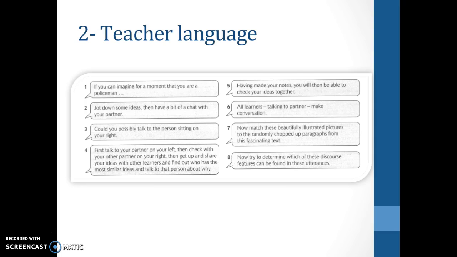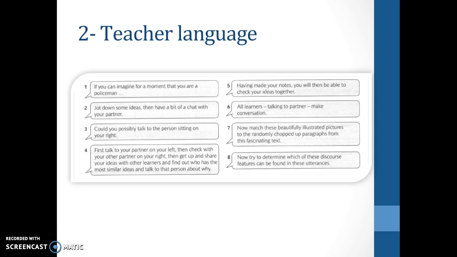Like the first one is too hypothetical, right? In order for this teacher to make it clearer, he could have said simply, "You are a policeman." That would be fine, right? As for the second one, it contains a lot of difficult colloquial language, right? Like have a bit of a chat and jot down some ideas. For pre-intermediate students, who are more like B1 students according to the CEFR, I think it would be too complicated for them.